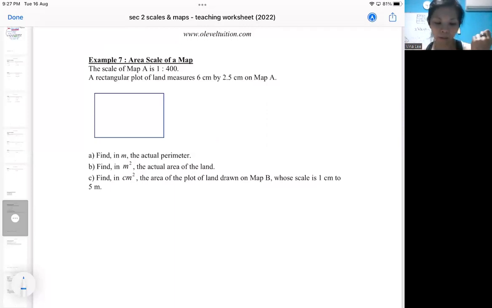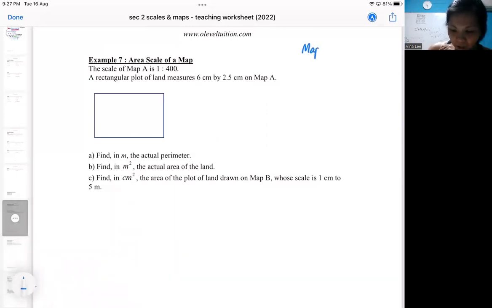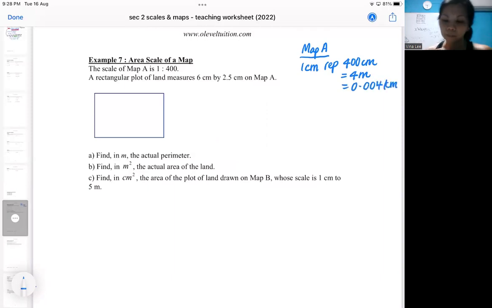So we can look at it through these two examples. If you look at this example, the scale of map A. If there are two maps, please be mindful. You had better indicate which map you are interpreting. So 1 centimeter represents 400 centimeter actual distance. This 400 can be 4 meter or it can be 0.004 kilometer. Have an awareness of which one you are interpreting first.